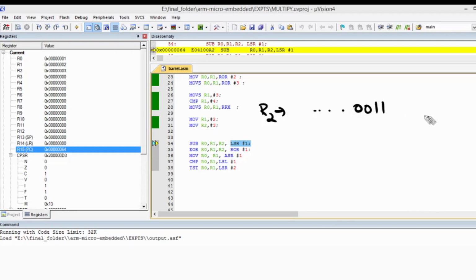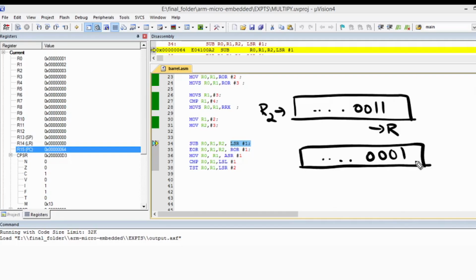When you perform shift right, what will happen? The entire bit content is shifted towards the right side. One bit is shifted out and the answer you get is 1 after logical shift right of R2 by one position. Now to this value, I have to perform subtraction, R1 minus this particular value.